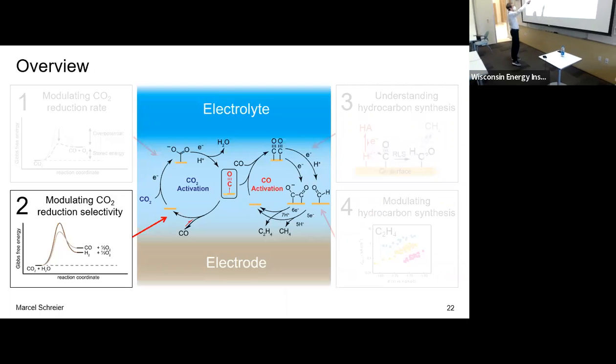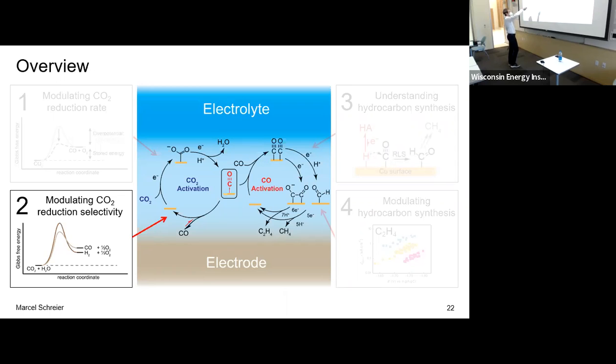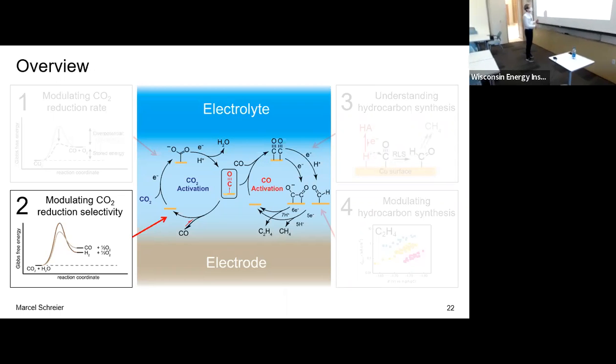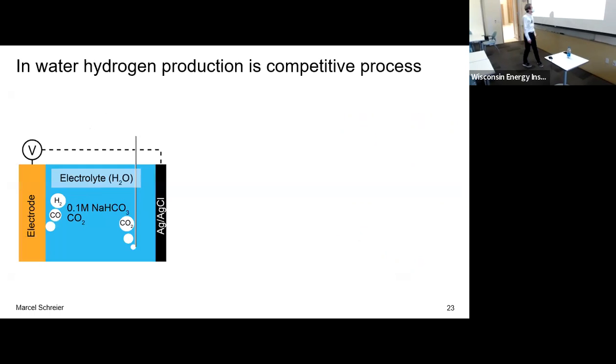So after discussing how we can modulate the rate of the transformation of CO2 to CO through properties of the electrolyte, let's now see what the impact of the electrode material is in CO2 reduction reactions.